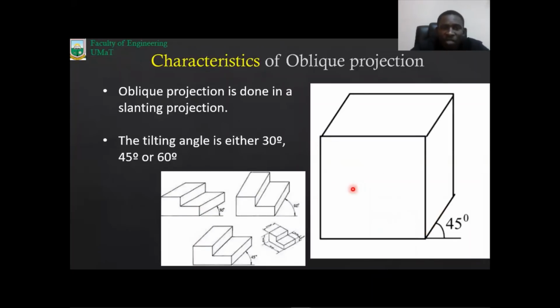Then we move to the next kind of pictorial drawing. The first one was ISO. Now we are on oblique. In oblique, the projection is done in a slanting position. One of the edges is made to lie on the horizontal plane, coinciding with the horizontal plane, and then the other one is tilted to an angle of 30, 45, or 60 degrees. So this one is tilted at 30, this one at 60, and this one at 45.